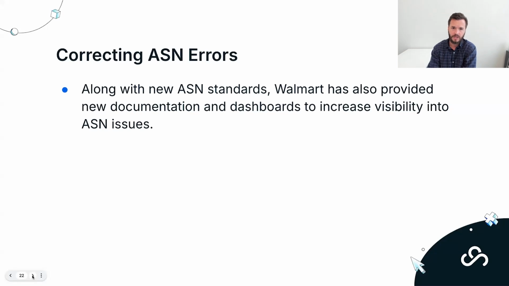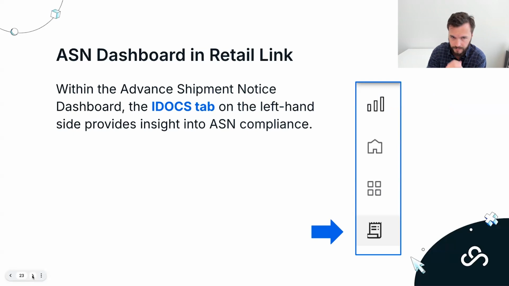Along with the new ASN standards, Walmart is providing different documentation and newer dashboards just to help increase the visibility into ASN issues and to help track supplier performance. So yet another way that Walmart is going to be keeping their finger on the pulse of supplier performance. The ASN dashboard in Retail Link is really where all of this is going to live. It's very important.